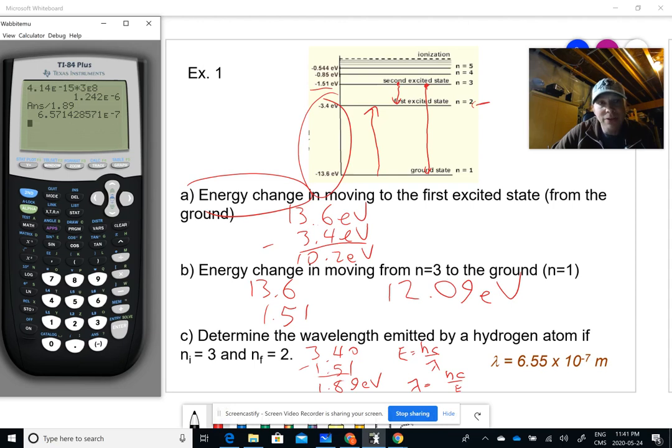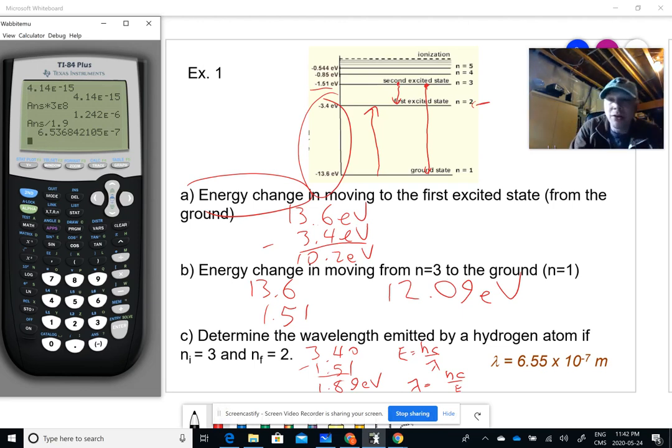And that gives me 6.5714 times 10 to the negative 7, which is off by a little bit, but I have a feeling that they were using 1.5 instead of the chart value. So I'm just curious, let's see if I do 4.14 times 10 to the negative 15 times 3 times 10 to the 8, and divide instead of by 1.89 by 3.4 take away 1.5, which would be 1.9. I'm guessing that's what they did here. No, then they get 6.54.